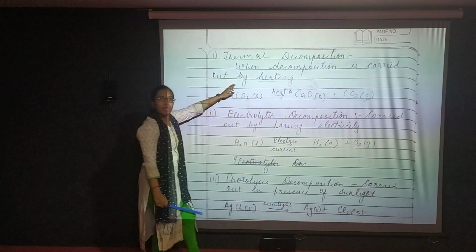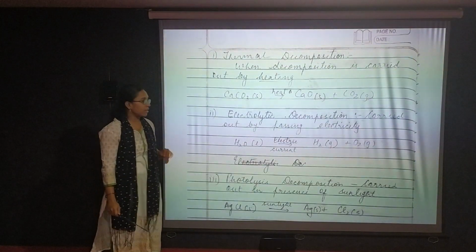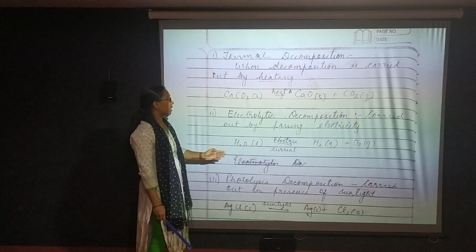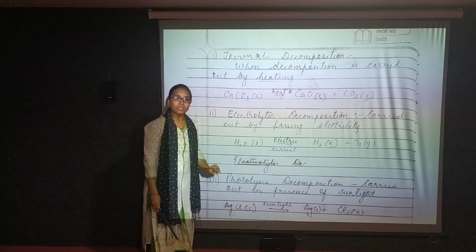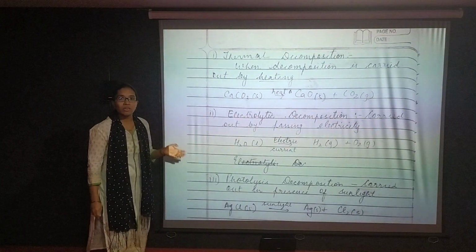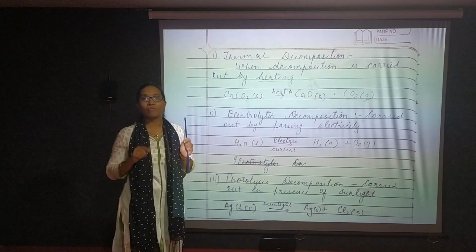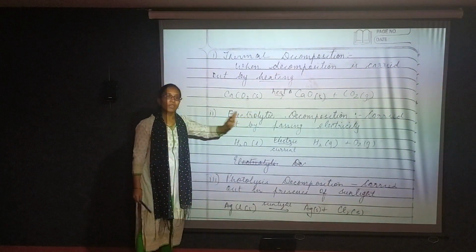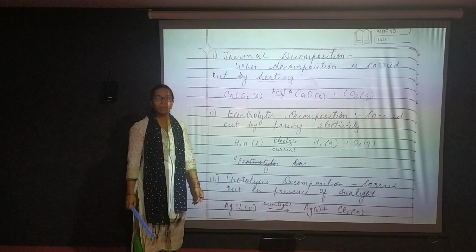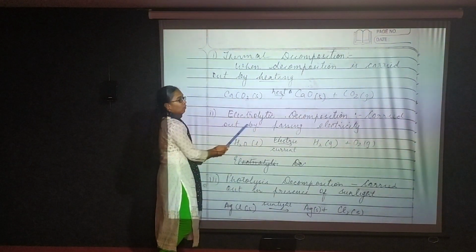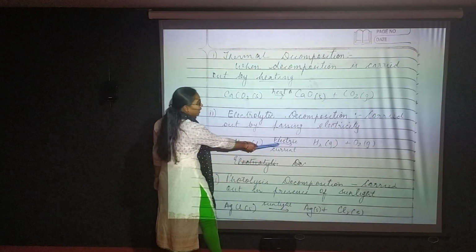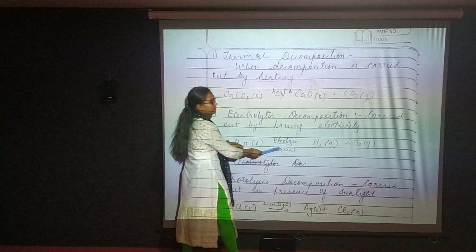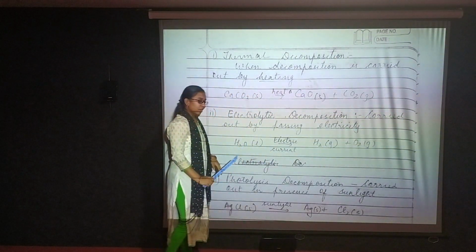This is thermal decomposition. Next is electrolytic decomposition. Electrolytic decomposition means a decomposition reaction is carried out by passing electricity. This example we have already done. We have learned about the electrolytic cell, the process of electrolysis, and the process of electroplating. In all these processes electrolytic decomposition takes place. Now I have taken here the example of H2O. How can you separate H2 and O2? By passing an electric current. H2O, in the liquid form, will be split into hydrogen gas and oxygen gas.